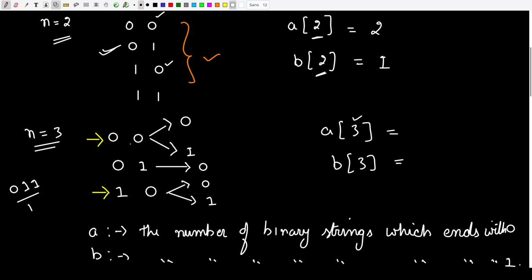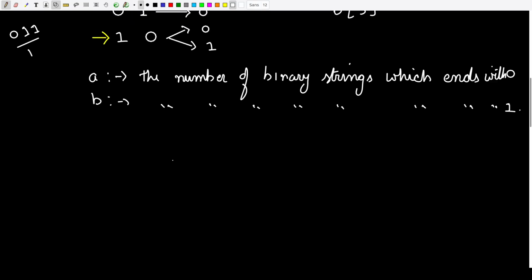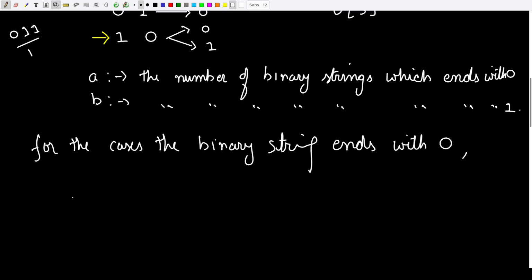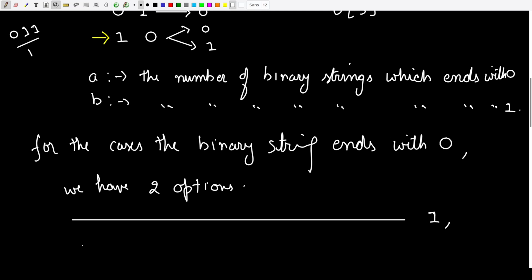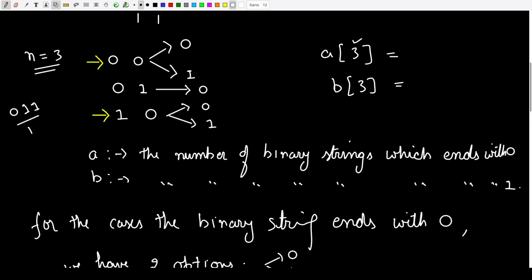So let me write it down here. For the cases that end with 0, we have 2 options, whereas for the case where the binary string ends with 1, we have just one option. For two options, we can either add 0 towards the end of the existing binary string, or we can add 1. For the cases where we have just one option, we can add 0 towards the end of the existing binary string. And that is what I have done.